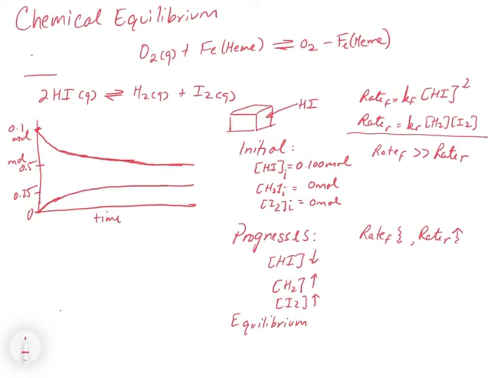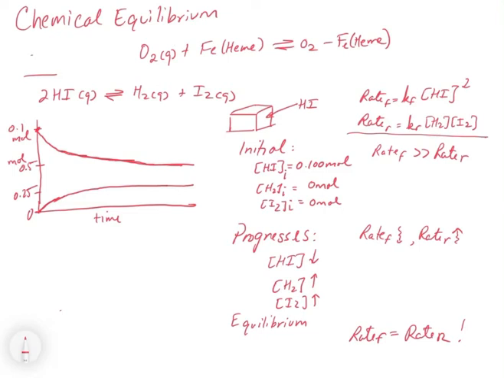And eventually they're going to get to a point where the rate of the forward and the rate of the reverse begin to match each other. The two rates are going to come to a balance, and at that balance is when we're going to have equilibrium. So at equilibrium, the rate of the forward is going to equal the rate of the reverse. And this is really important. That's the most important thing that we come to know about equilibrium.